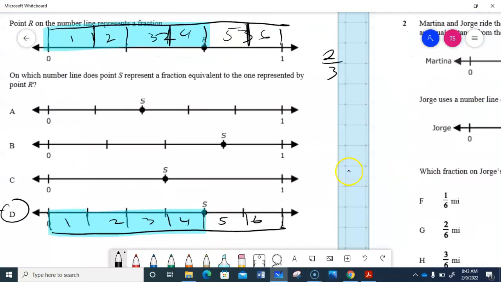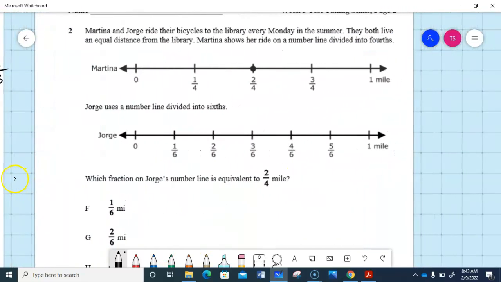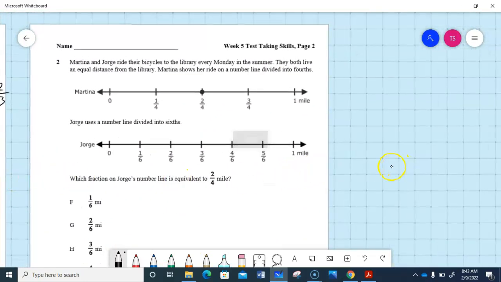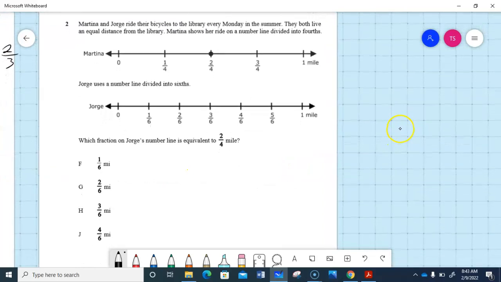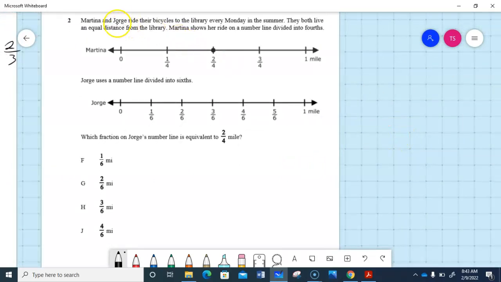Let's go ahead and look at problem number 2. Okay, this is a very similar problem. It says Martina and George ride their bicycles to the library every Monday in summer. They both live an equal distance from the library, so they live the same distance from the library. Martina shows her ride on the number line divided into fourths. George used the number line divided into sixths. Which fraction on George's number line is equivalent to 2/4 of a mile?